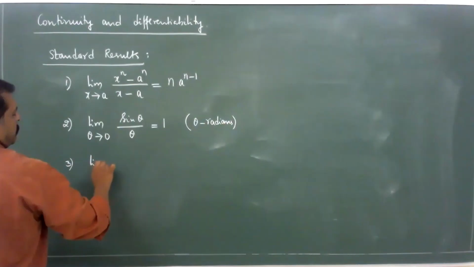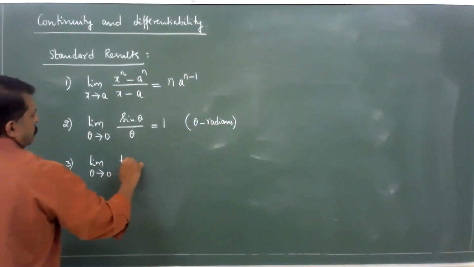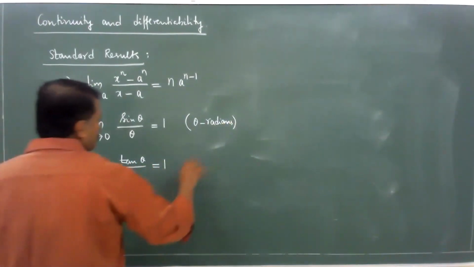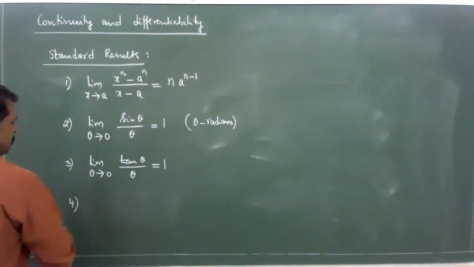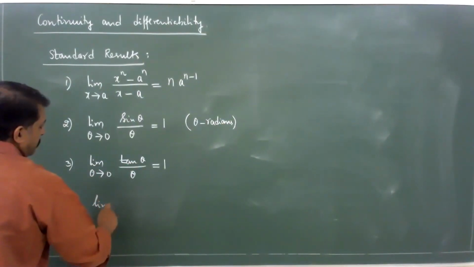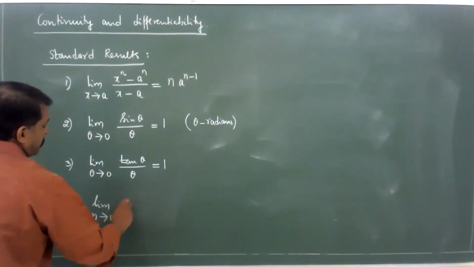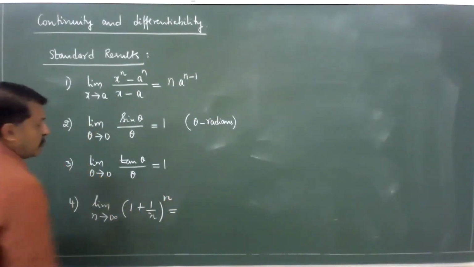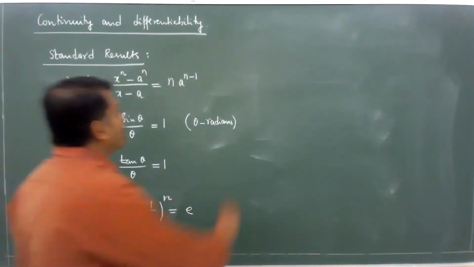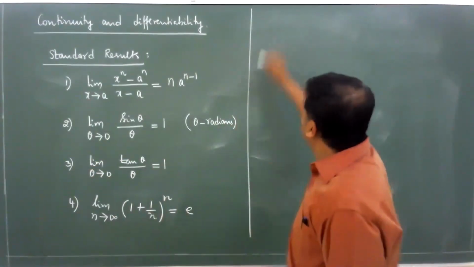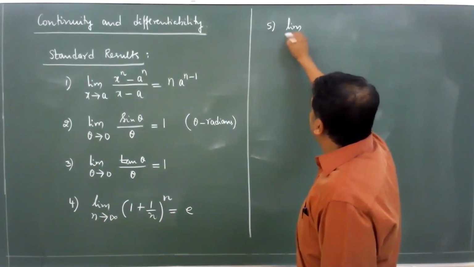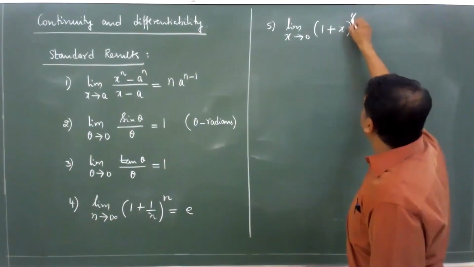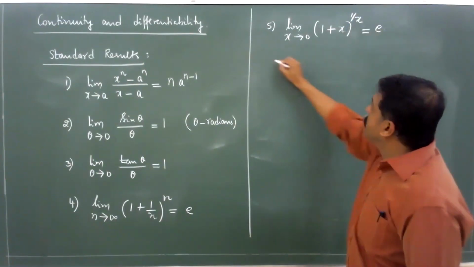Next one, limit theta tends to 0, tan theta by theta is equal to 1. Again, theta is measured in radians. Next one, limit n tends to infinity, (1 plus 1 by n) whole to the power of n is equal to e, where e is an exponential number. Limit x tends to 0, (1 plus x) whole to the power of 1 by x is equal to e.